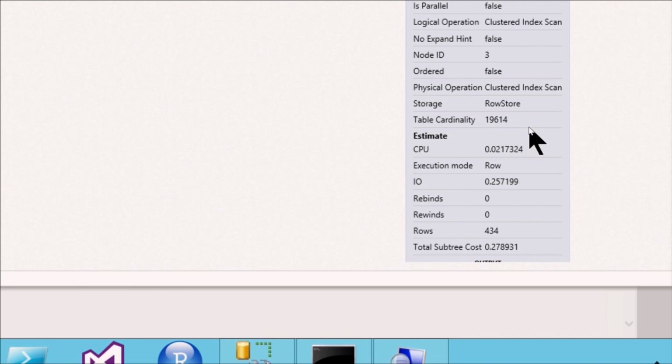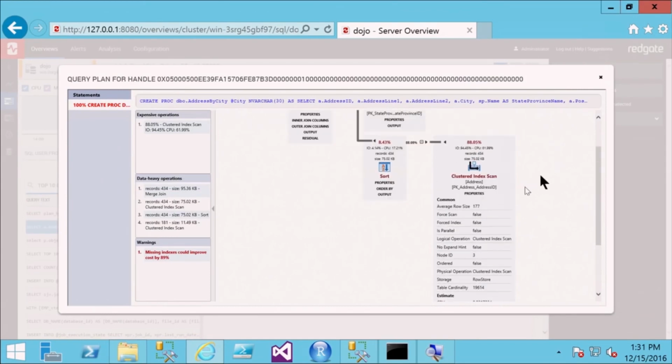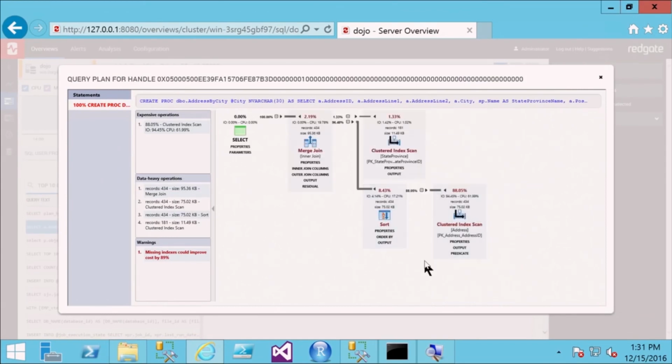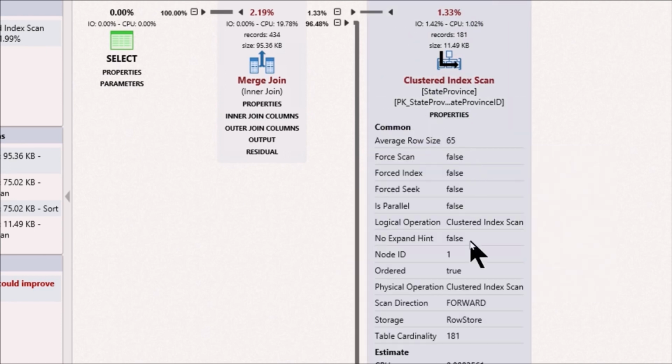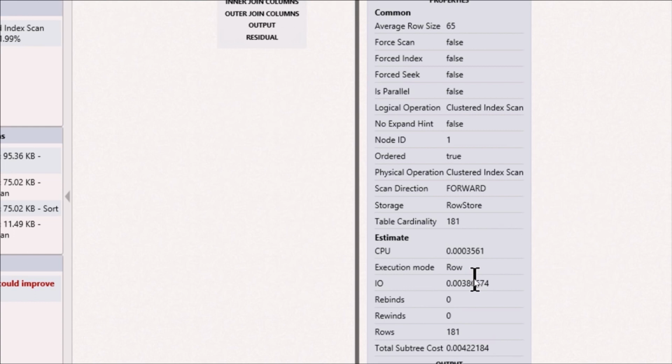That concerns me. Now, I'm not done with my concern. Let me zoom back out a little bit. Hide the properties again. Let's zoom back in so we can see it. There's a sort. Why is there a sort? Well, let's go back up to the first one. Again, take a look at the properties. Always back into the properties. Hey, look at that. Ordered is equal to true.